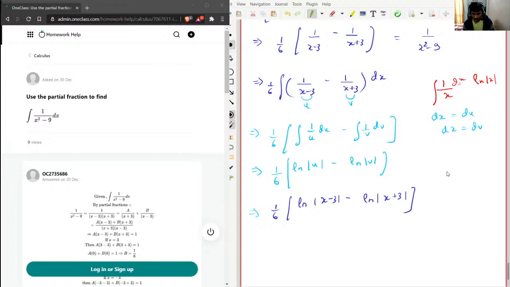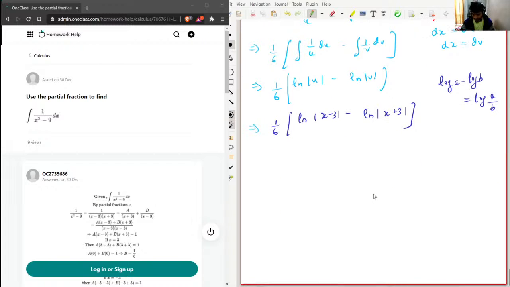Now what I will do, I'll just use the property of log. So log a minus log b is nothing but log of a by b. So I'll say that 1 over 6, this will be, let's say, x minus 3 as a and x plus 3 as b. So I can write this in one log, ln of x minus 3 over x plus 3, and a constant of integration.